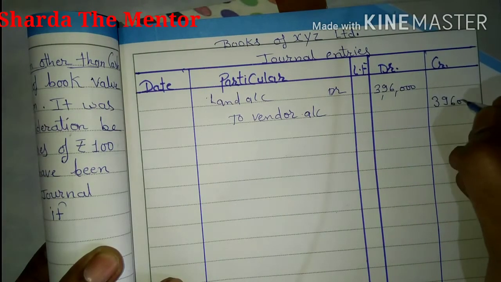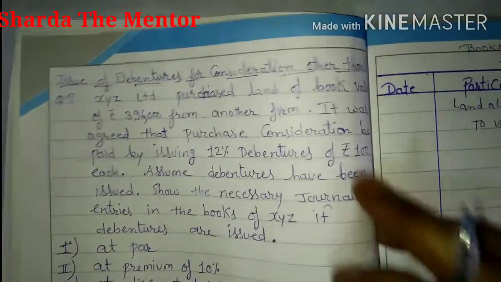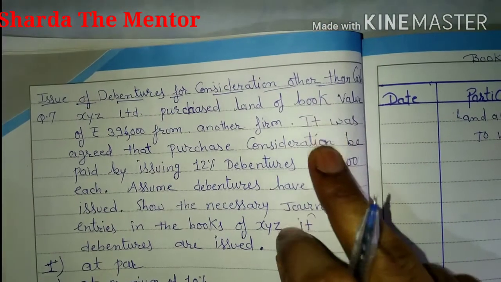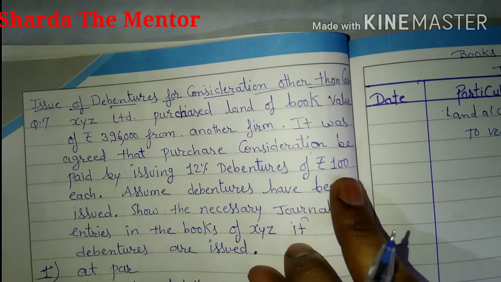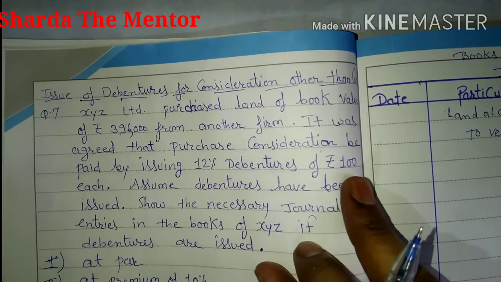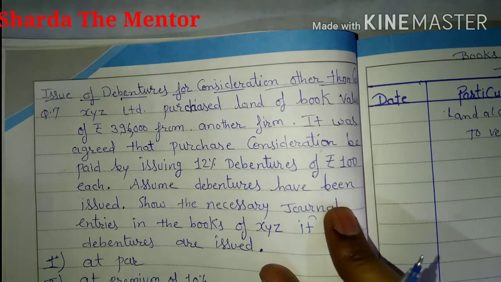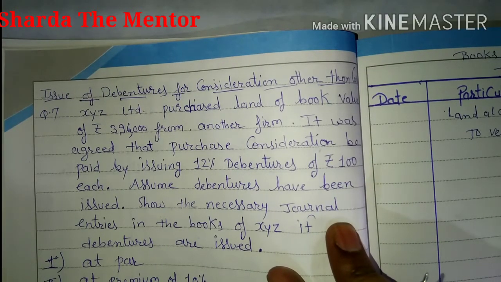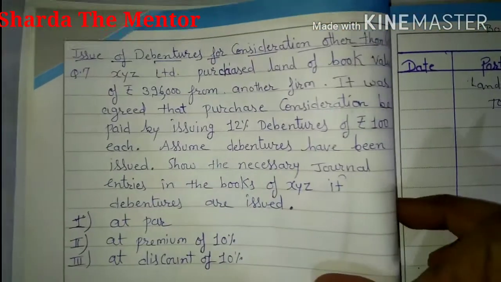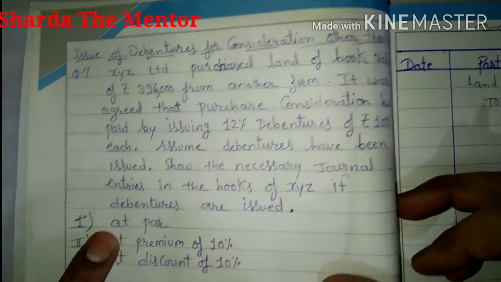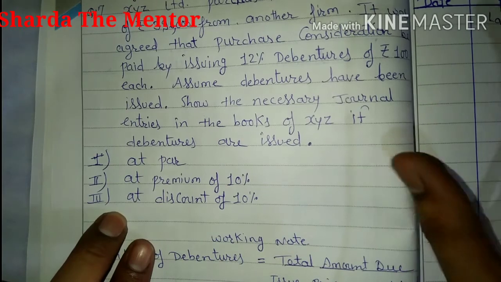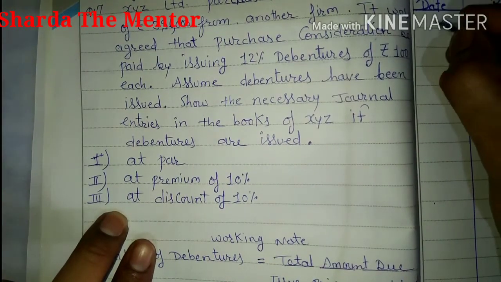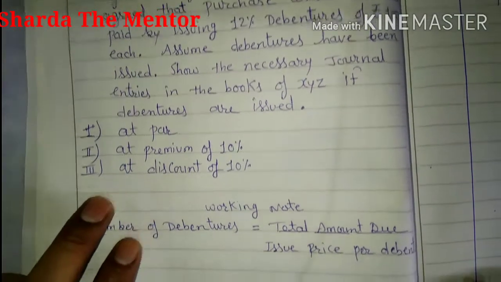After that, read the question completely. It is given that the company purchased land of book value 3,96,000. It was agreed that the purchase consideration be paid by issuing 12% debentures of 100. It means for purchasing the land they are not paying cash, so instead of paying cash they are issuing debentures, and we have to pass the journal entry. Three conditions are given: at par, at premium and at discount. So the first entry remains the same, land to vendor, that is 3,96,000.